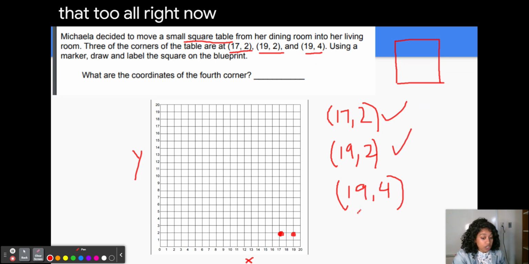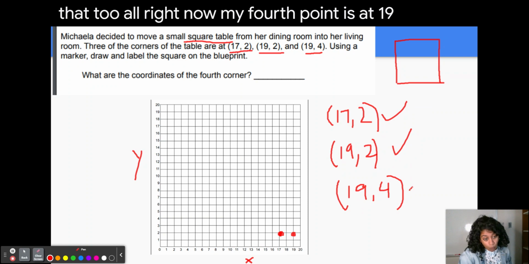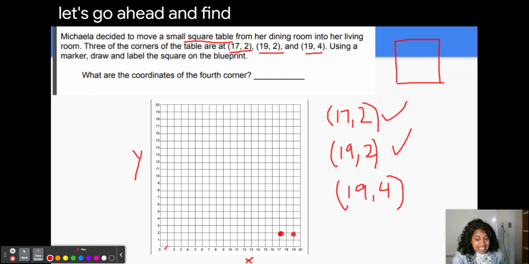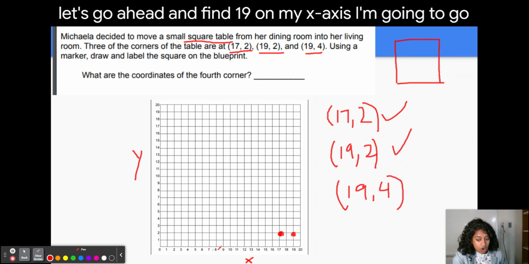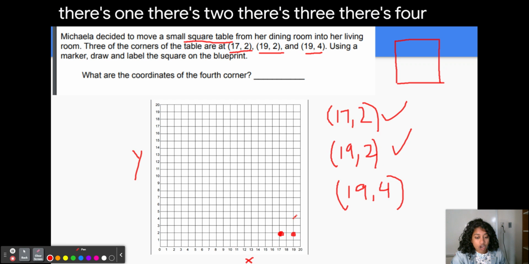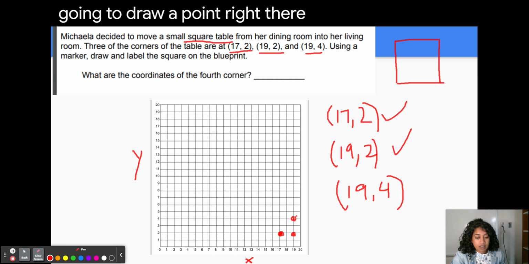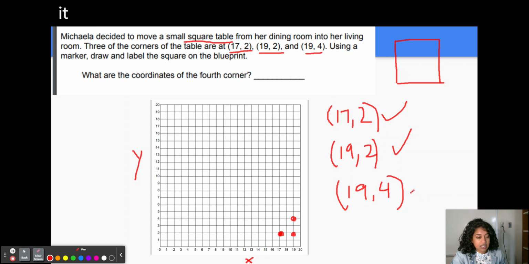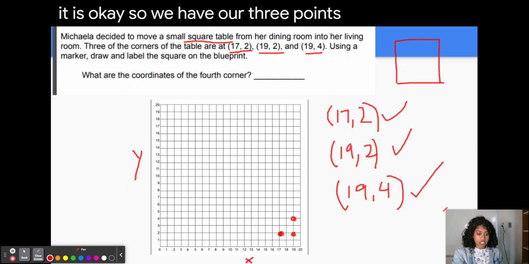All right, now my third point is at 19, 4. So let's find 19 on my x-axis. I'm going to go all the way over to 19. And then I've got to go up to 4. So there's 1, there's 2, there's 3, there's 4. I'm going to draw a point right there. Let's make sure that's at 4 on our y-axis. Yes, it is. Okay, so we have our 3 points that we know.